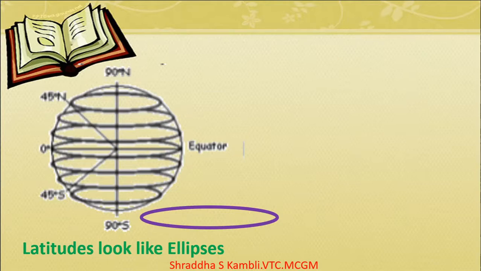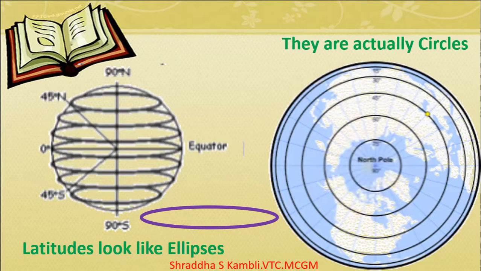Okay, so when you look at the latitudes this way, you will feel that these are all ellipses. But actually, these latitudes are circles. They are not ellipses. They are all actually circles.